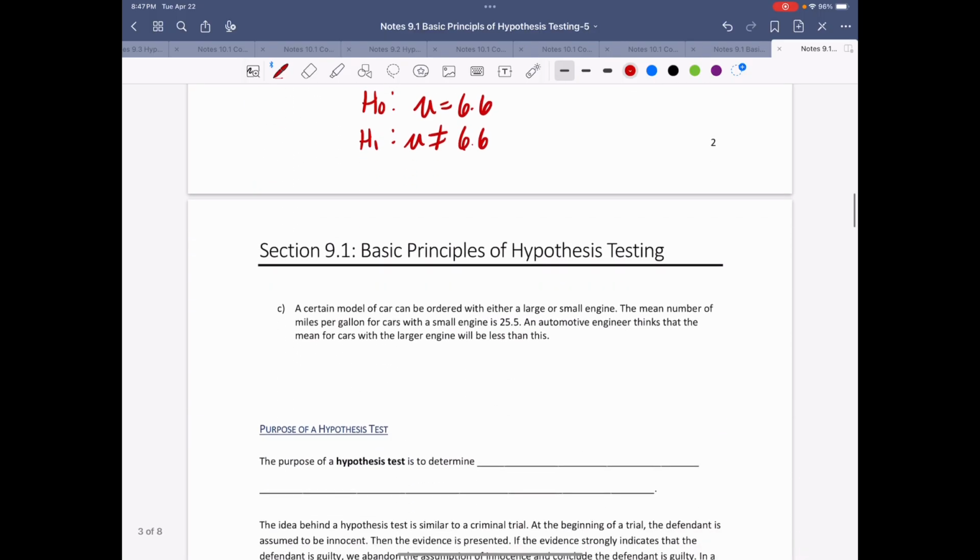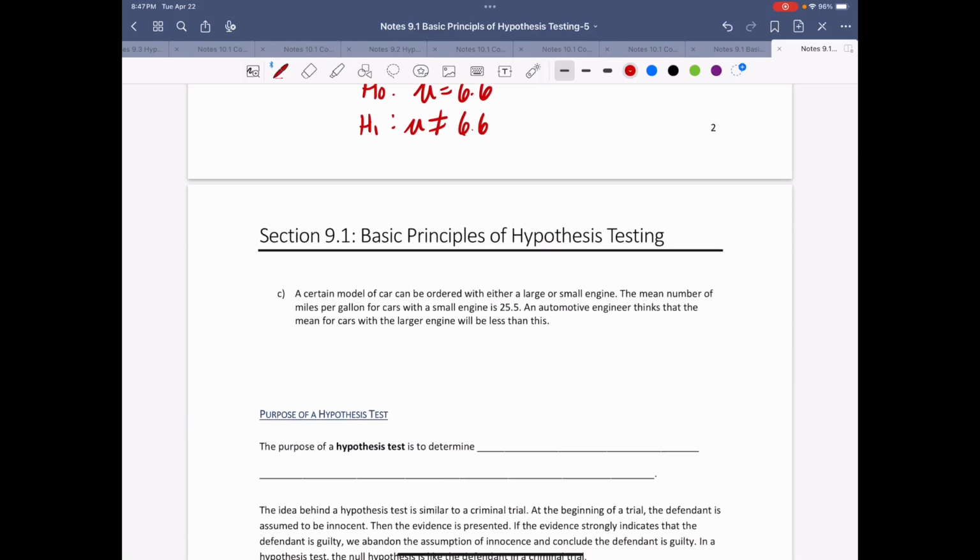All right, and do this one too for C. It says a certain model of car can be ordered with either a large or small engine. The mean number of miles per gallon for cars with a small engine is 25.5. An automotive engineer thinks that the mean for cars with a larger engine will be less than this. All right, so I'm going to do H0 and H1. H1, I think it's going to be less than this, and this is 25.5. And H0 is mu is 25.5.